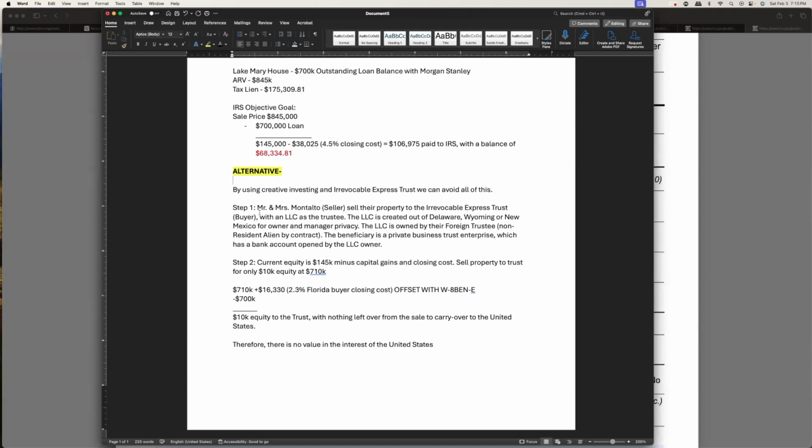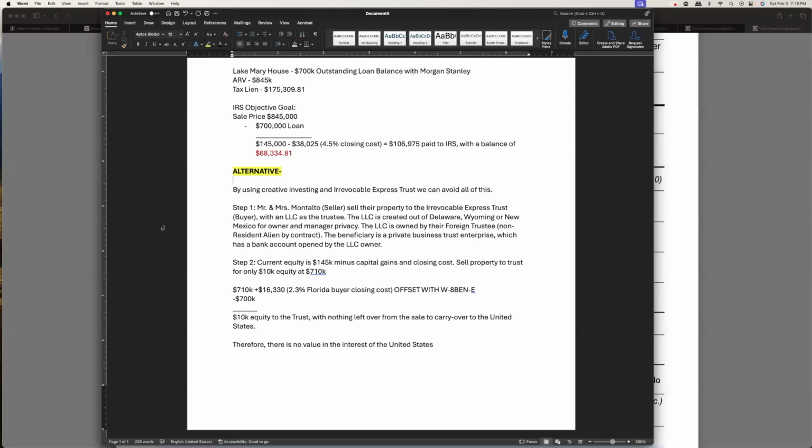So we want to get rid of that $145,000. We have to cancel it. The only way we cancel it is to sell the property to the trust for only $10,000 equity. And you do that by selling it to the trust for $710,000, just $10,000 more than what is owed to Morgan Stanley.